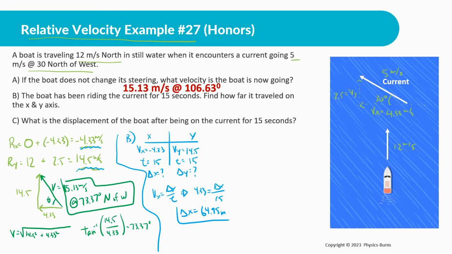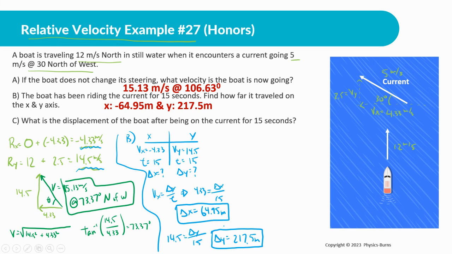So that's x. For the y, we have velocity in the y, which is 14.5, is equal to displacement in the y, which we're looking for, over time, which is 15. Now we can do displacement in the y is equal to 14.5 times 15, and we get 217.5. So as it's been traveling in the water for 15 seconds, in the x direction, it goes to the left 64.95 meters, and it goes up 217.5 meters.